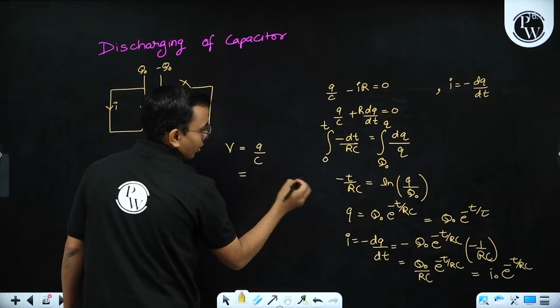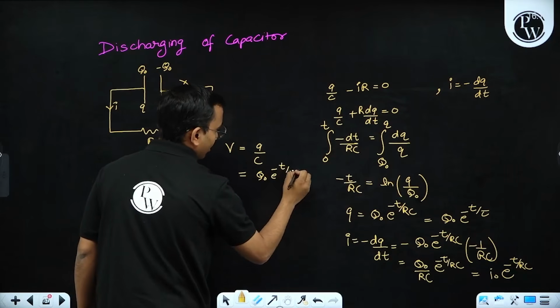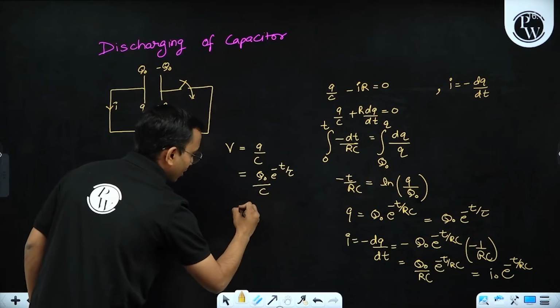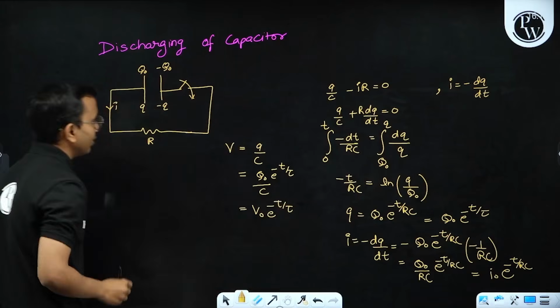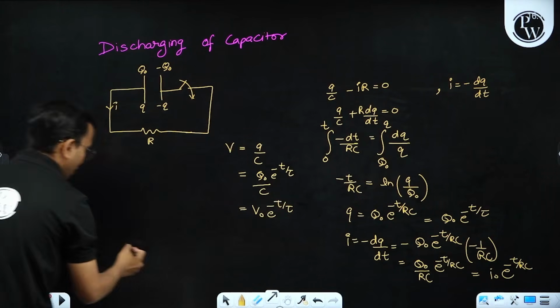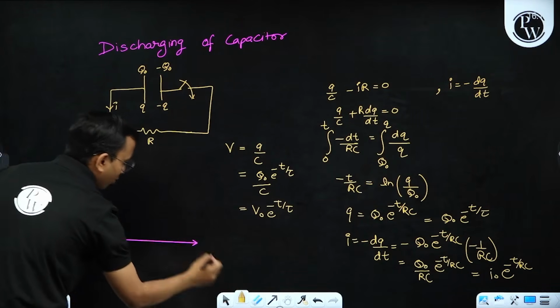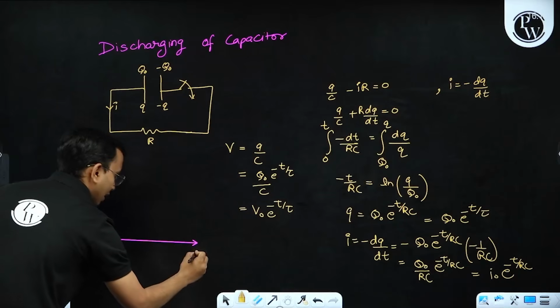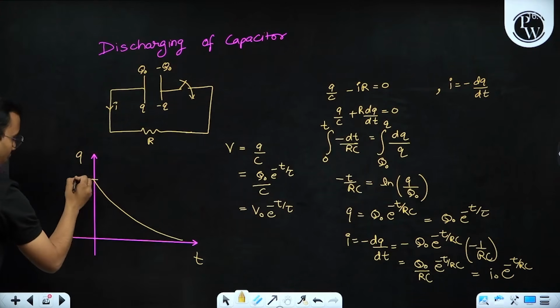Similarly here V, if I write, that is my Q by C. What is Q? Q is equals to Q naught e to the power minus t by tau. So Q by C, this is my V naught e to the power minus t by tau. This is decreasing with time. So all the three quantities are decreasing with time like this. Any of that I can plot for you. Let us plot Q. So Q with time, it will go like this. This is my Q naught.